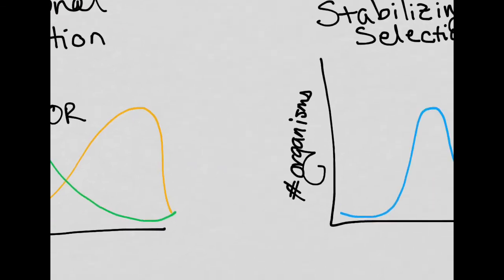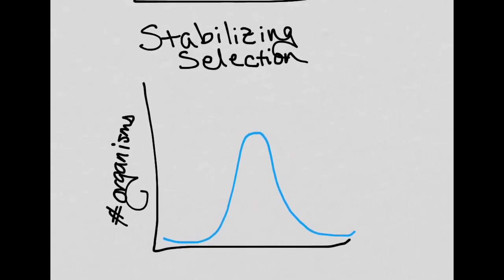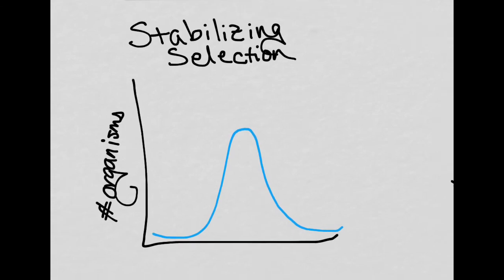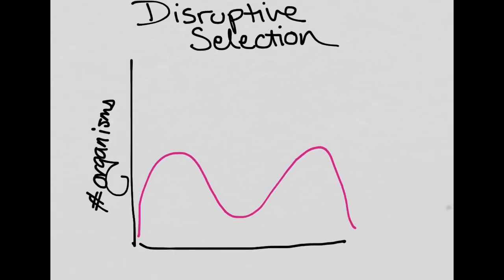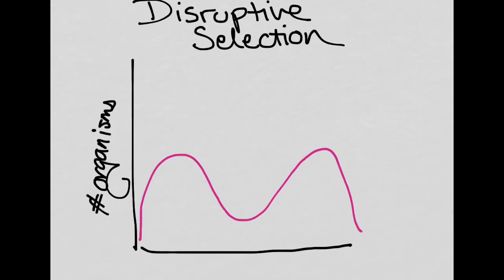So that's one scenario. Another scenario is stabilizing selection, where we actually narrow everything and increase the stability of the middle ground. Okay, so way more than before, most individuals will be in this middle area. And the last is disruptive selection, where we're actually selecting against being in the middle. We don't want to be in the middle, and both extremes are favored.